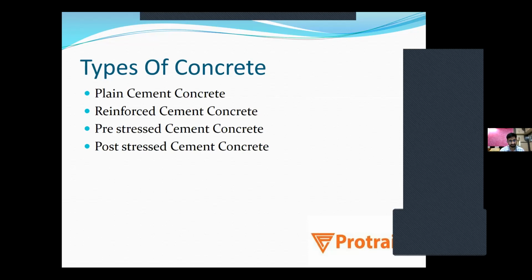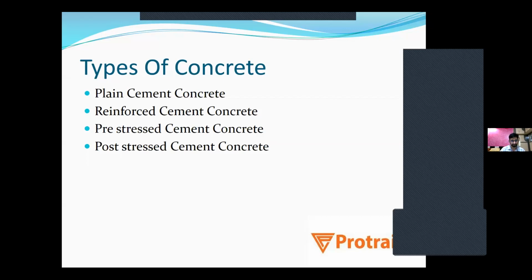Post-stress cement concrete is nothing but, so what is the difference between pre-stress cement concrete and post-stress cement concrete? In pre-stress cement concrete and also post-stress cement concrete, the tendons are used. These tendons are placed before. If the tendons are placed before the cement concrete execution, then it is termed pre-stress concrete. And if the tendons are placed after the cement concrete execution and after gaining its strength, then it is termed post-stress concrete.